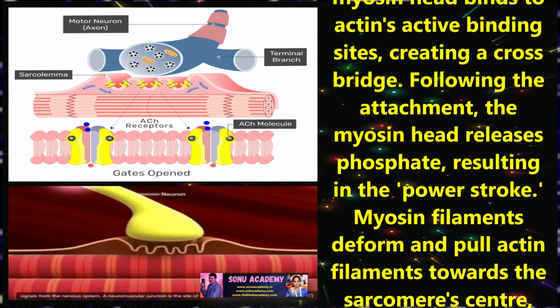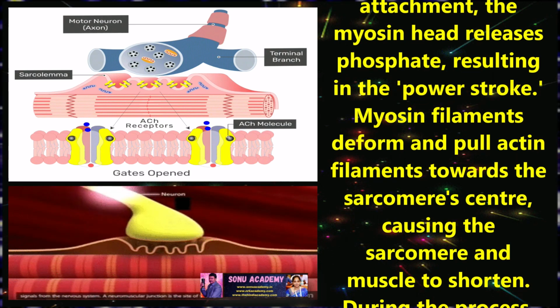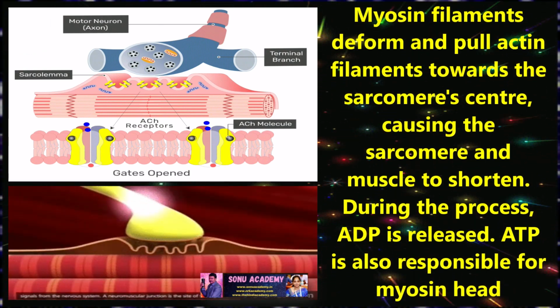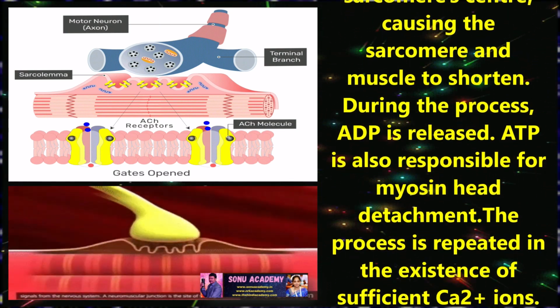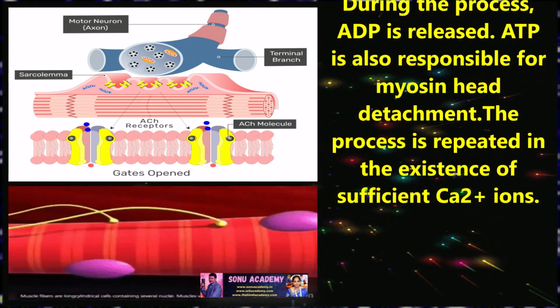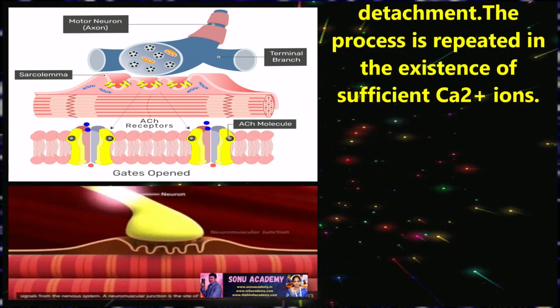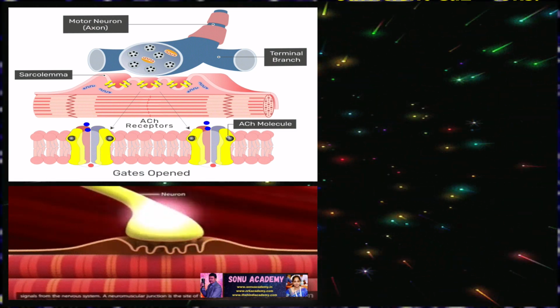Following the attachment, the myosin head releases phosphate, resulting in the power stroke. Myosin filaments deform and pull actin filaments towards the sarcomere center, causing the sarcomere and the muscle to shorten. During this process, ADP is released, and ATP is also responsible for myosin head detachment. This process repeats in the existence of sufficient Ca2+ ions.